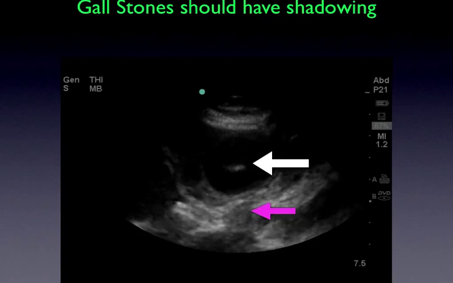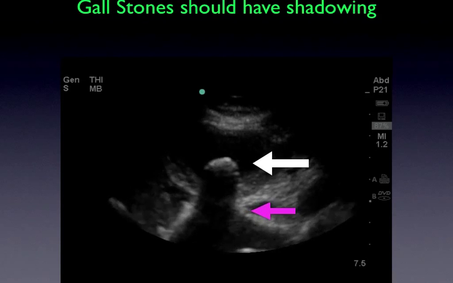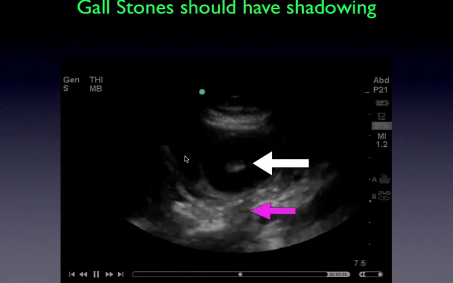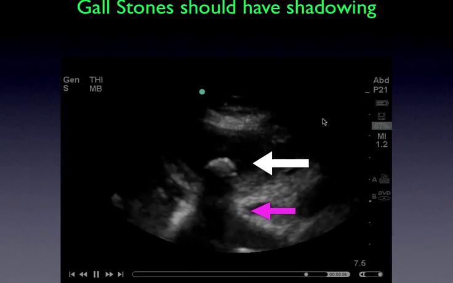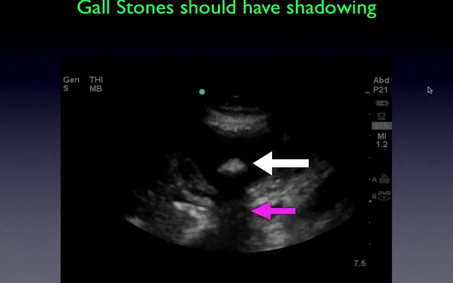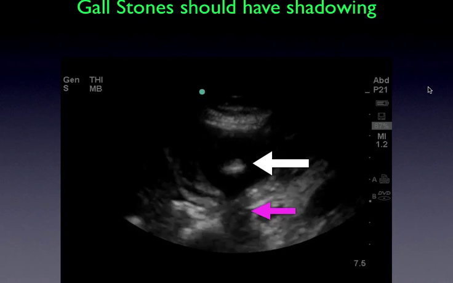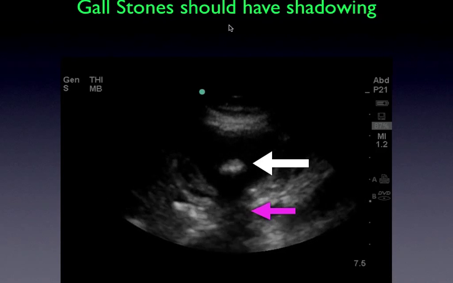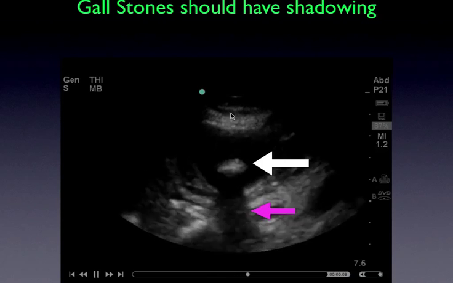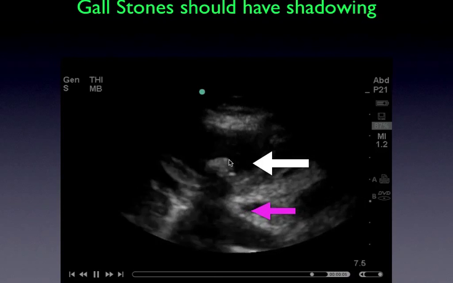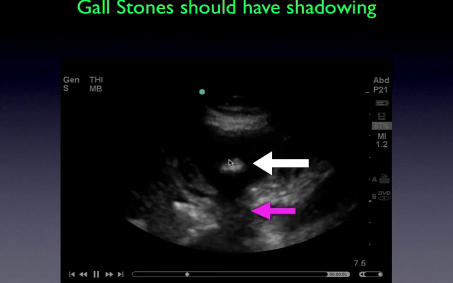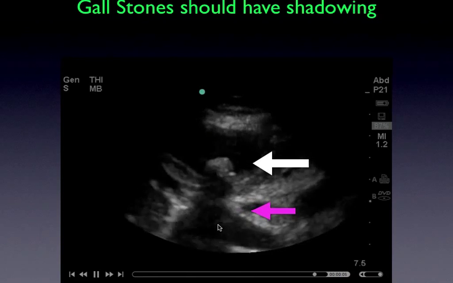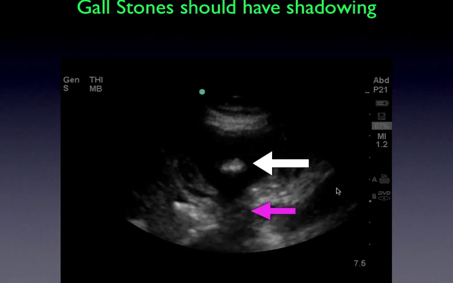Gallstones should have shadowing. This clip shows a very large gallstone. Here's the gallbladder here, and the gallstone is at the tip of the white arrow, and then posterior to that is the shadowing of the gallstone. As the ultrasound beam comes down this direction, it hits a solid mass, the gallstone. It can't penetrate past it, so over here we have the shadowing, where the ultrasound beam just cannot be.